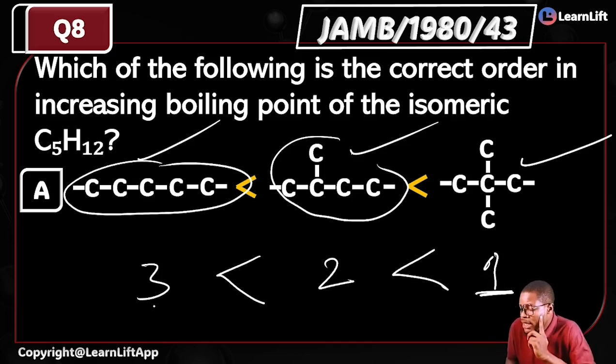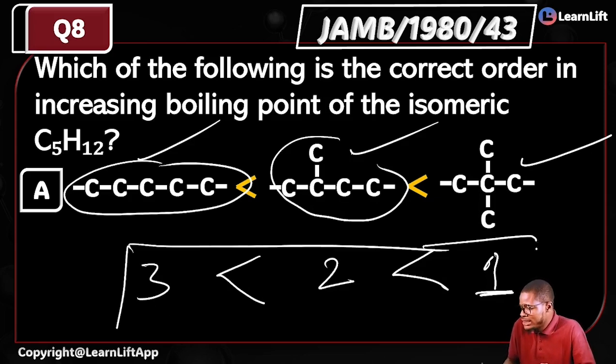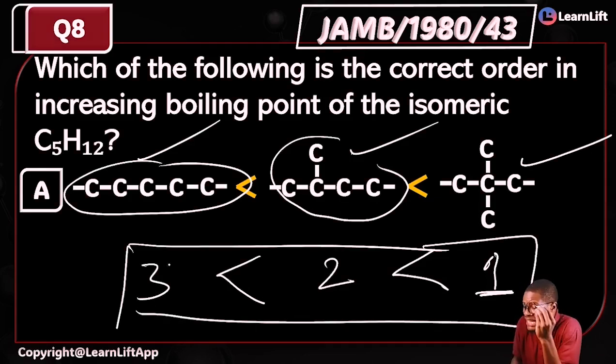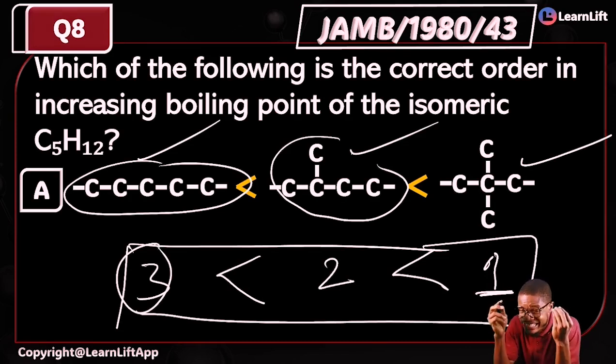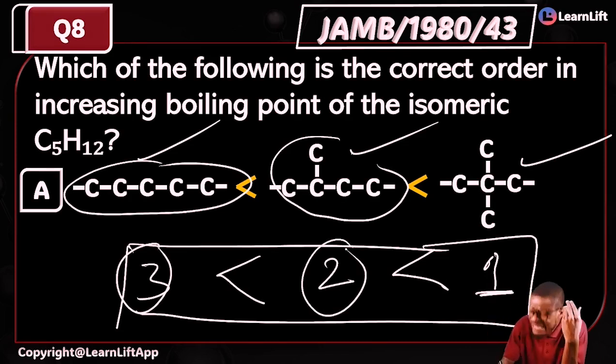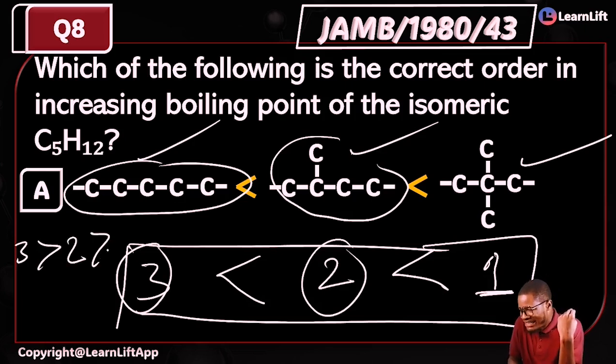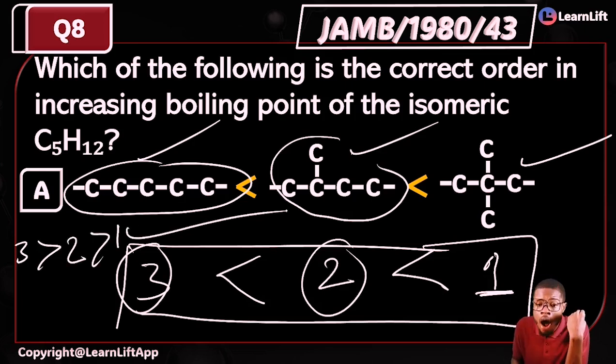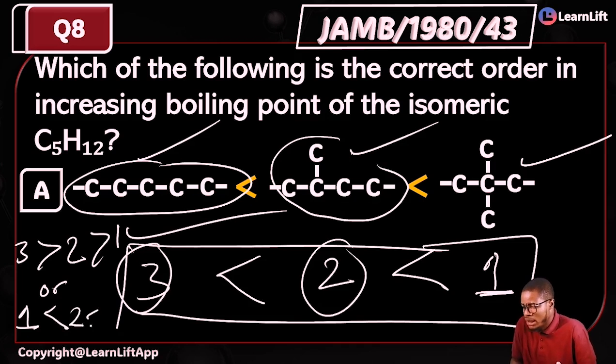Okay, let me put it this way. Interpret this statement in mathematics. What does it mean? Is it true that 3 is less than 2? Reason it now. Is 3 less than 2? No. 2 is the one that is less than 3. In other words, I can say your 3 is greater than 2, greater than 1. Or rather, we better say 1 is less than 2, less than 3.